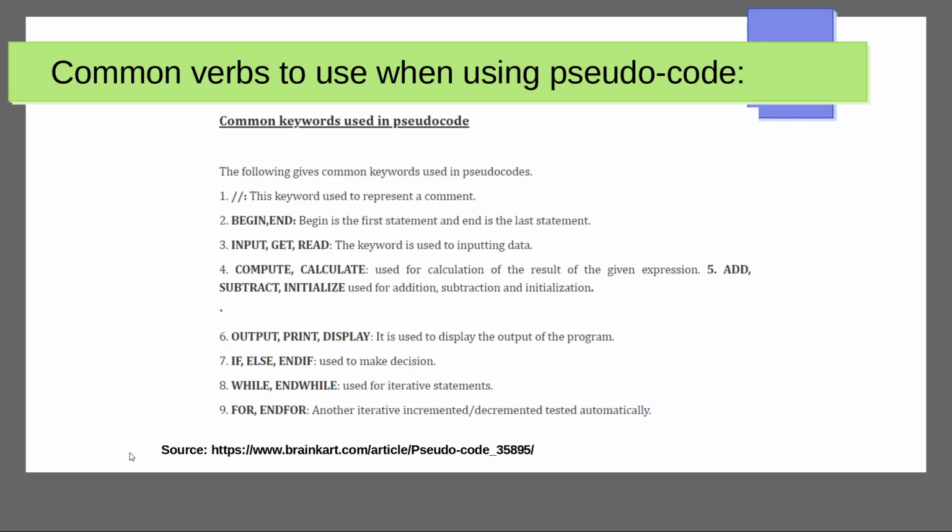All right, so what are some common verbs to use when writing pseudocode? The keywords that you're going to want to use are things like begin and end to let the function know it started and ended. Input, get, or read to let the reader know that you're getting something from the user. Compute, calculate, add, subtract, initialize. This will be part of what the computing agent does on the given data. Output, print, display to print the answer. If, else, end if for conditional statements. While, end while for loops and iterative statements. And for, end for again for iterative statements.